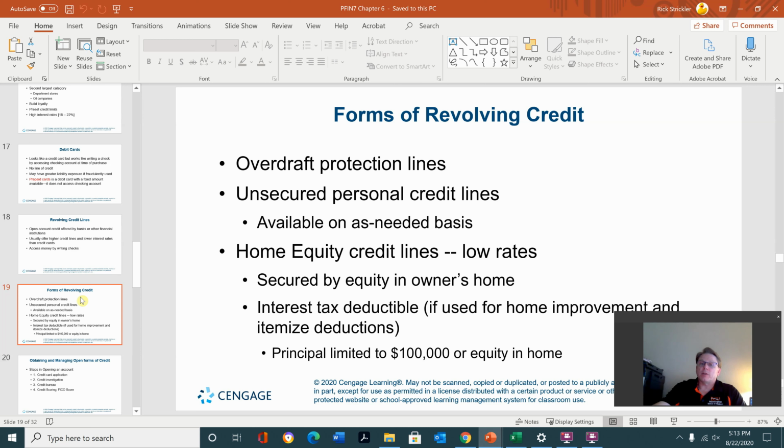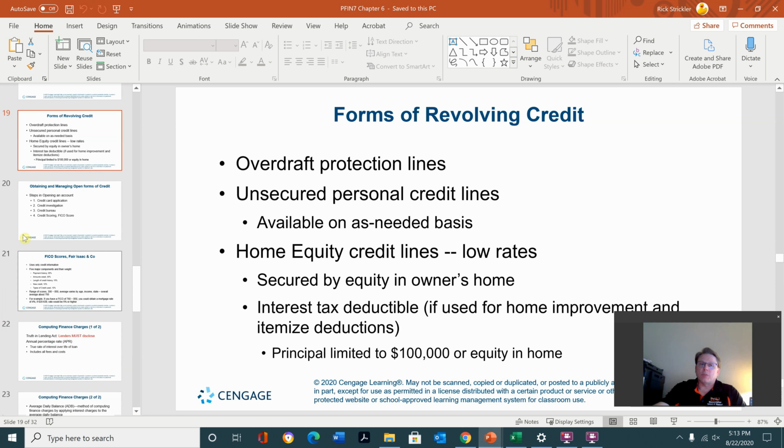They used to be very good because they'd have lower rates than a credit card, and you could deduct the interest on your taxes. But I don't believe you're able to deduct the interest on your taxes anymore. So the benefits of home equity are dwindling.